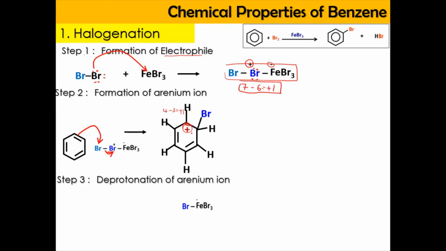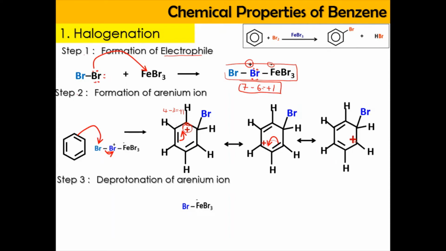Basically, the electrons here can be delocalized, as you have learned in the introduction part. So I can bring the double bond to this side, and this creates a positive charge on this side. At the same time, I can also bring the double bond to the other side, and this creates a positive charge on that side.